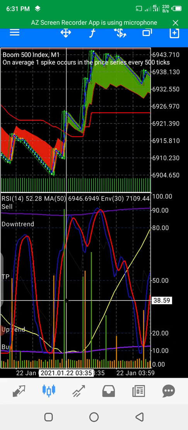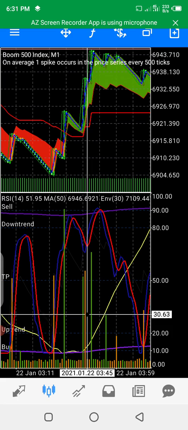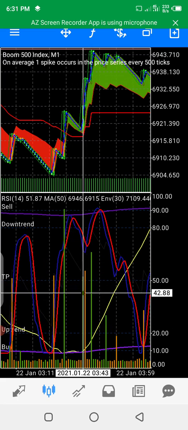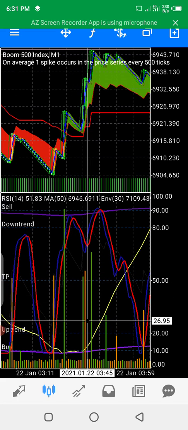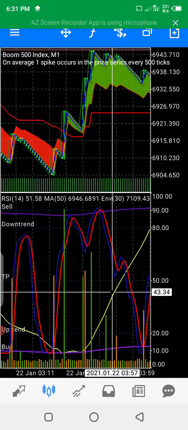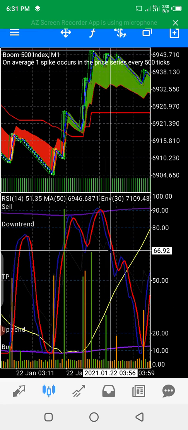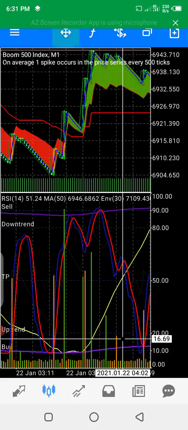It spiked, boom. It spiked. Again, it spiked. It was just full of spikes now. Boom, boom, boom, boom, boom. It was just spiking and spiking. After meeting, it spikes. There it meets, it spikes, because the movement is in an uptrend.